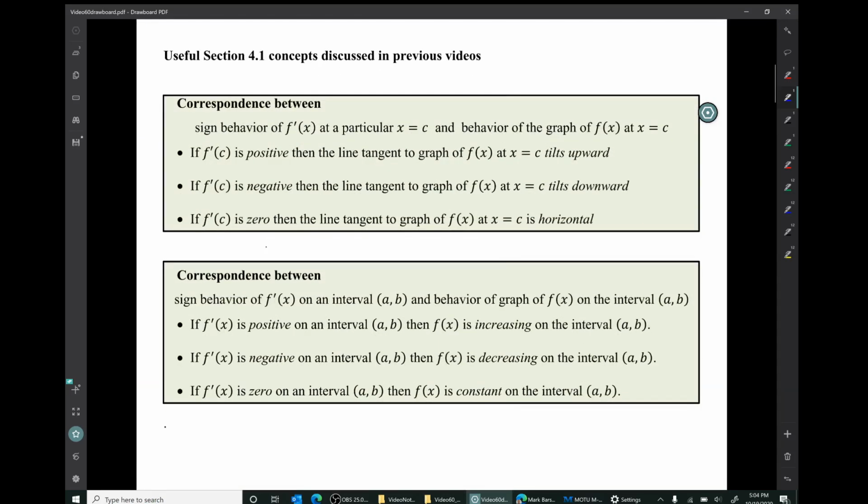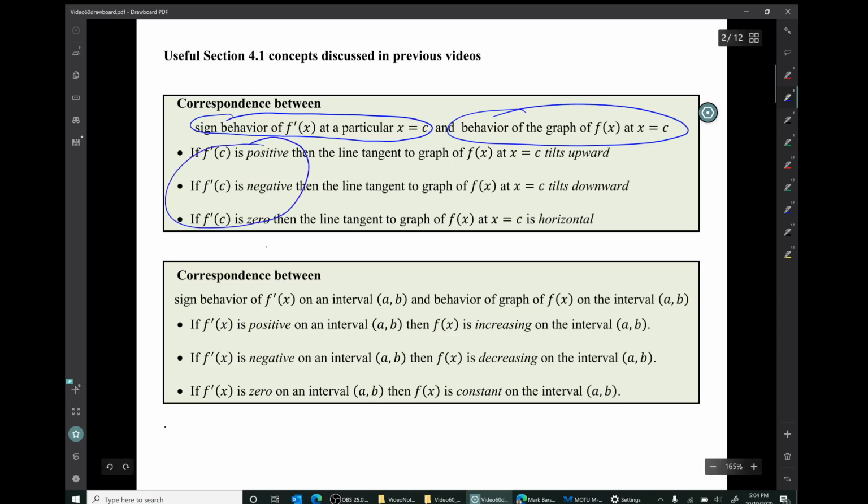I'm going to start by recalling some concepts from sections 4.1 and 4.2 that we've discussed in previous videos. In the videos for section 4.1, we discussed these correspondences between the sign behavior of f prime of x at a particular x value and the corresponding behavior of the graph of f of x at x equals c. That is, the sign of f prime of x at a particular x value tells us whether the line that's tangent to the graph of f of x at x equals c tilts upward or tilts downward or is horizontal.